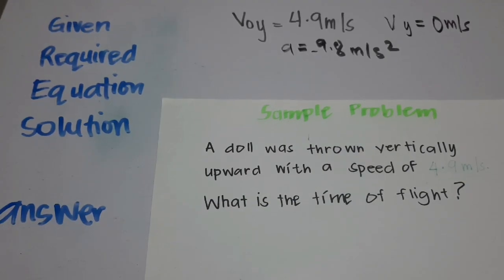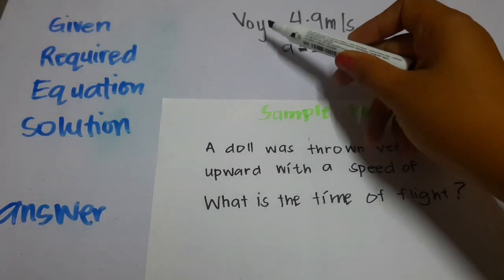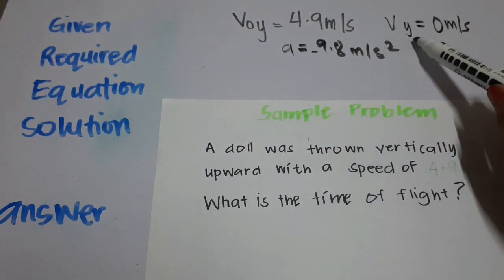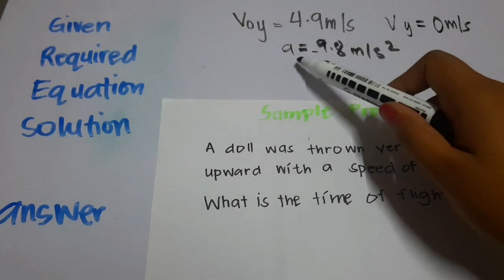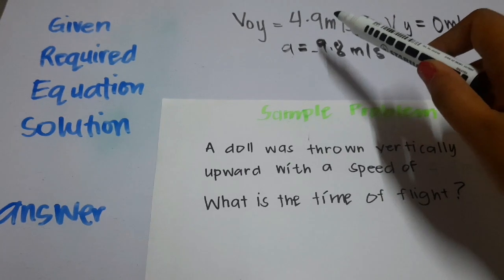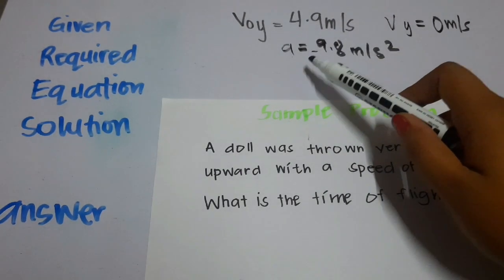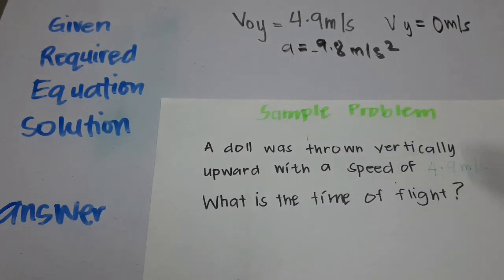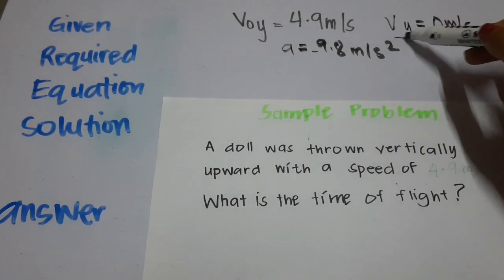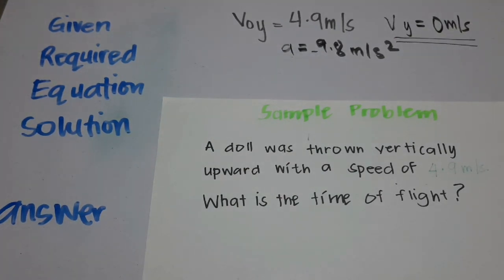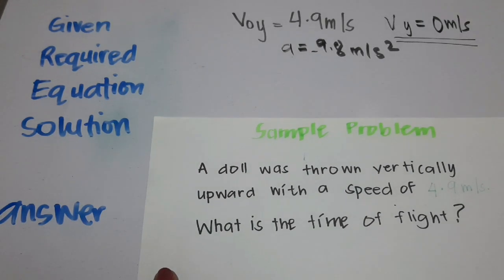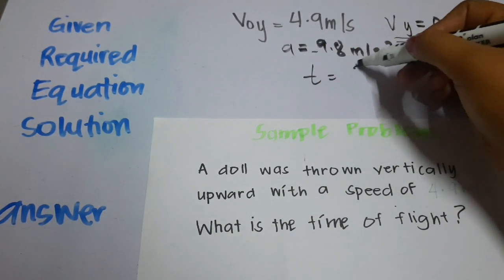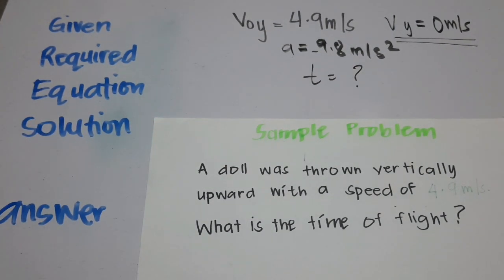So let's identify the given values for the last problem. So the initial velocity in y-axis is 4.9 meter per second, and the final velocity is 0 meter per second, while the acceleration is negative 9.8 meter per second squared. It is negative because it is going down and it is vertical. So here in our problem, it is also identified that the final velocity is 0 meter per second. So what is the required or the unknown? That will be the time. The question is, what is the time of the flight?